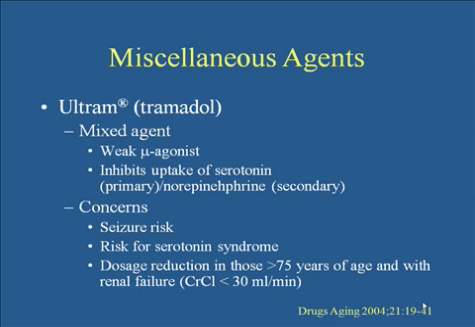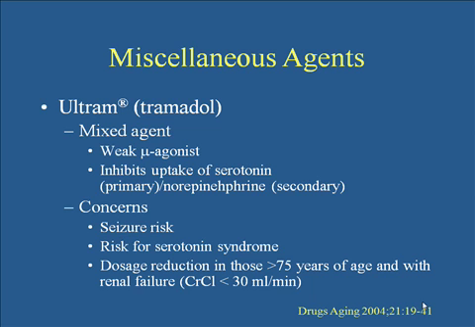Miscellaneous agents: tramadol, or Ultram, it's certainly been around for a number of years. It's a mixed agent, meaning it has effects as a weak mu agonist, but it also inhibits uptake of serotonin primarily and norepinephrine secondarily. The concerns with this one are that seizure risk has always been out there, and so we have limitations on dosages, and those who are predisposed or have pre-existing seizure disorders are not ideal candidates to receive tramadol. And then the risk for serotonin syndrome, the reason that is there is because of the fact it does inhibit the uptake of serotonin.